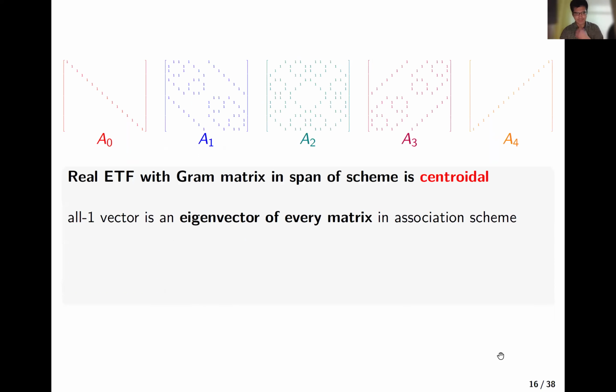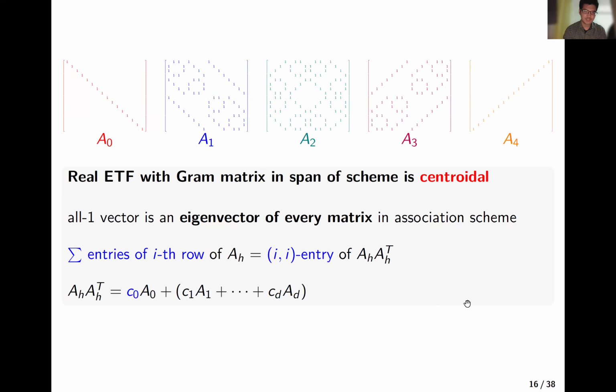Now, if I have a Gram matrix that is in the span of an association scheme, it is automatically centroidal. The reason is that the Gram matrix is in the span of the association scheme, and every matrix in my association scheme has the all-one vector as an eigenvector. There's a quick way to see this. It suffices to show that if I take any matrix, say A_H, in my association scheme, it has constant row sums. So if I add the entries of any given row, it's the same as taking the sum of any other row.